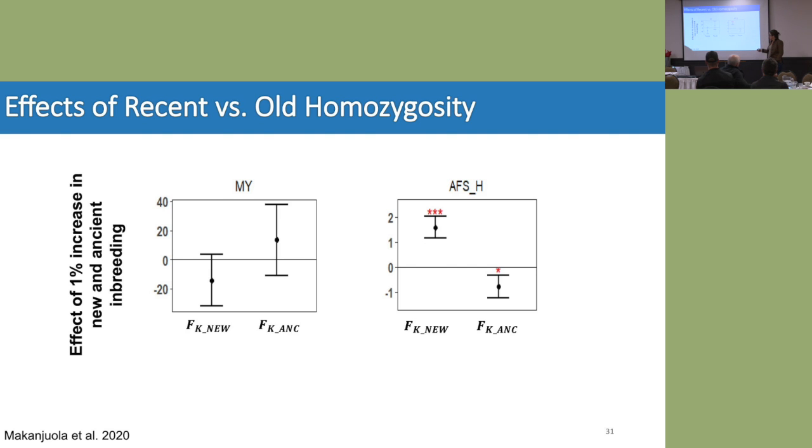You can see here, effective 1% increase in new and ancient inbreeding. This is milk yield. So new inbreeding has a detrimental effect here. It goes into the negative. But old inbreeding, or ancient inbreeding, has a positive effect.